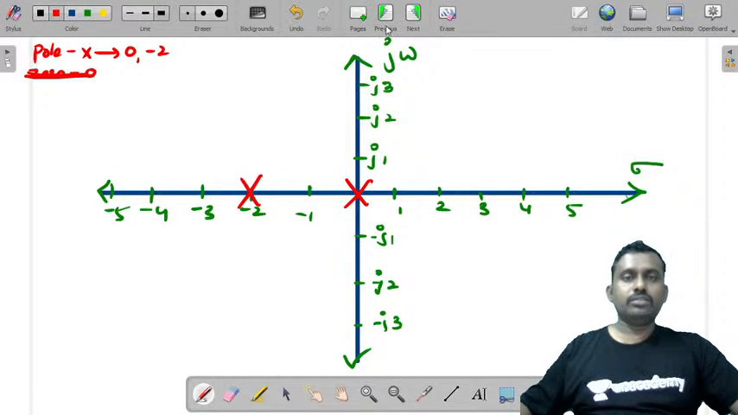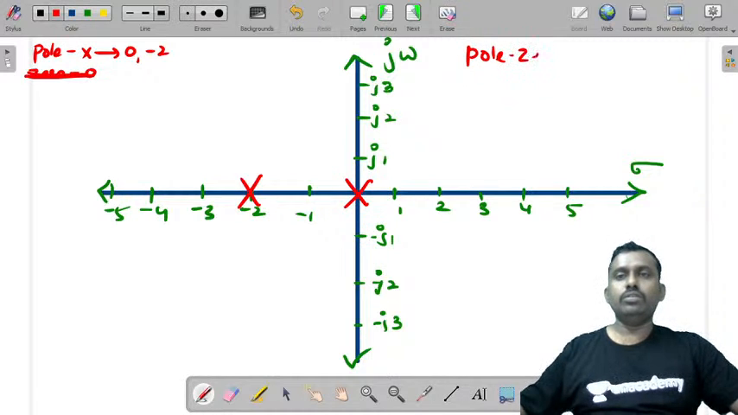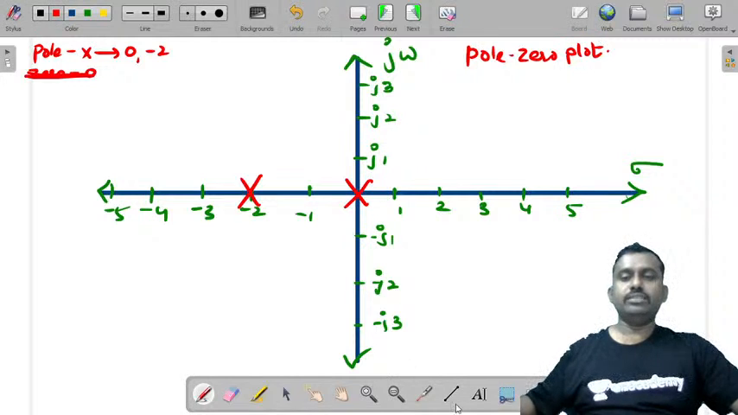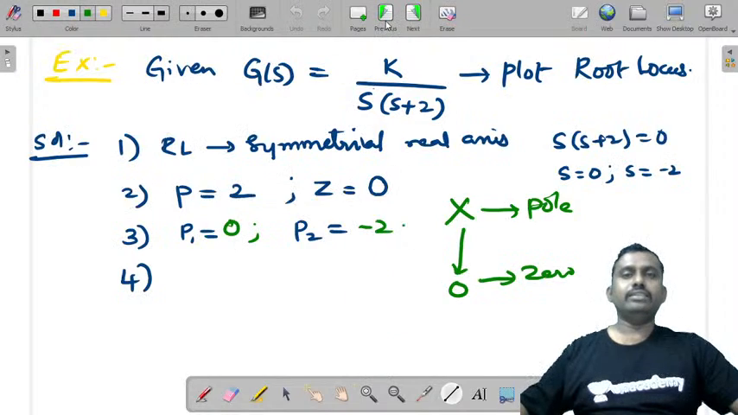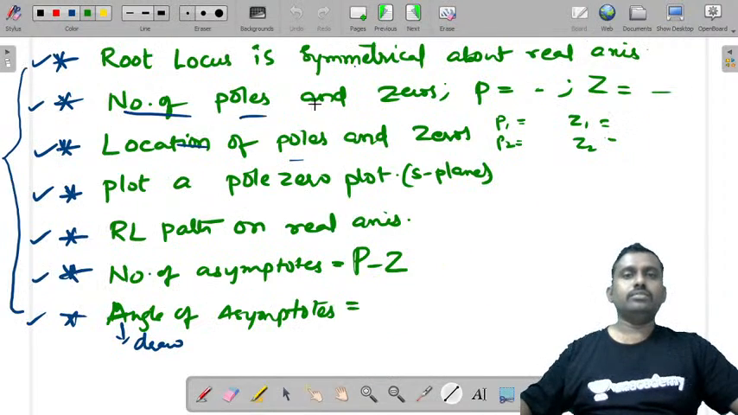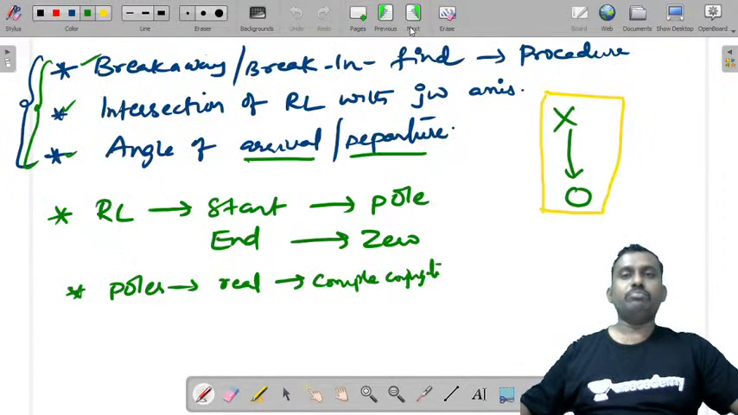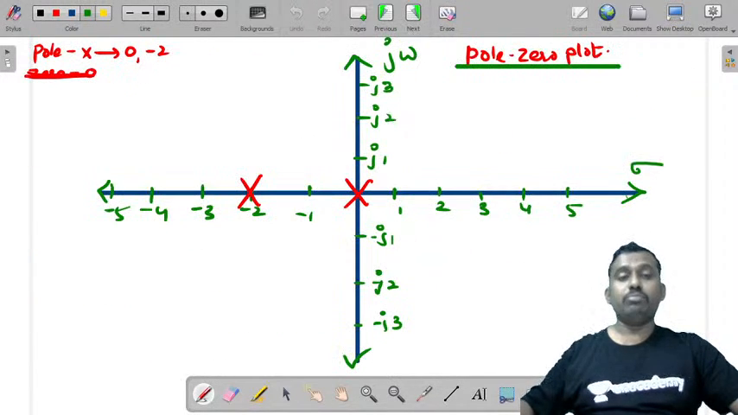Now this is what is called a pole-zero plot. We have done this pole-zero plot. Now just go back to the other point: find the root locus path on the real axis. How to identify whether a point on the real axis is a part of the root locus or not.